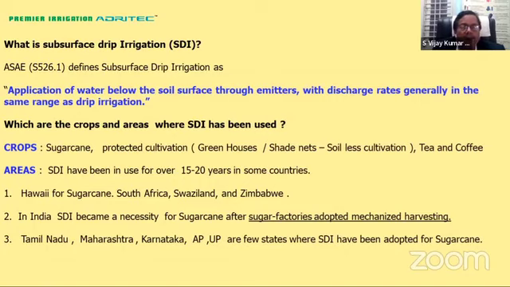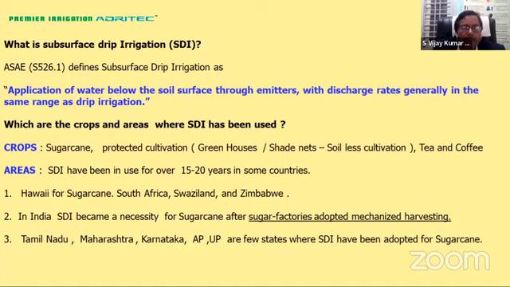Now, the second question that we have to ask ourselves is what are the crops and which are the areas where subsurface drip irrigation has been used? The crops mainly have been sugarcane and protected cultivation, particularly greenhouses and shade nets, and in certain places even coffee and tea. It has been in use for over 15-20 years in a very limited way. The countries that have adopted it on a large scale include Hawaii, for sugarcane, South Africa, Swaziland, Zimbabwe, USA, and many others.